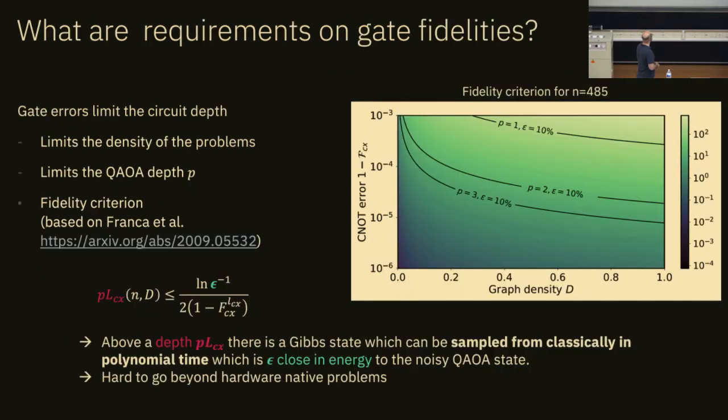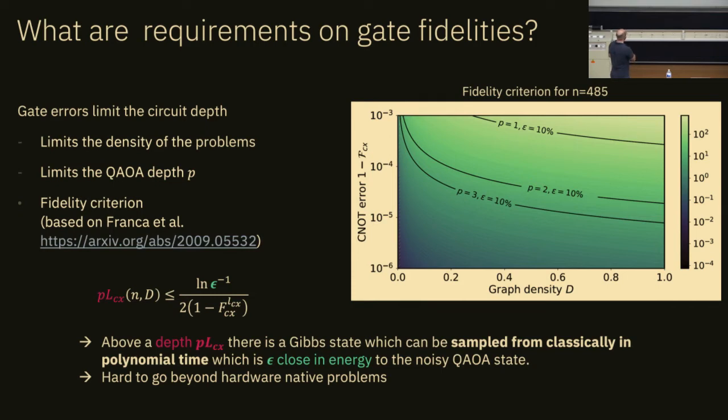All right. Now, the last question was the requirements on the gate fidelities. And of course, if the fidelities are low, then this accumulates a lot of noise, and then you really limit the depth that you can run, the density of your problem. So then this imposes a lot of constraints. And this is now quite technical here, but this is based on this paper by Franca et al., where they showed a quite nice result, and I want to walk you through this implication.